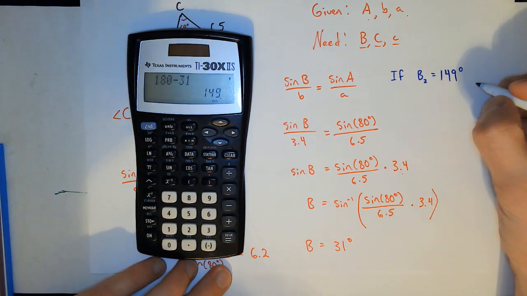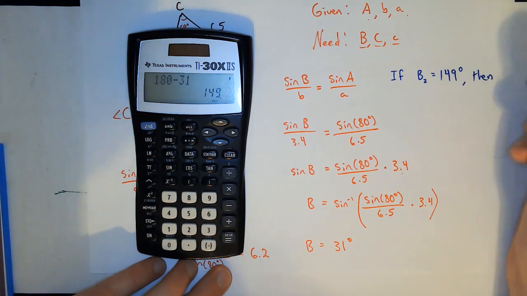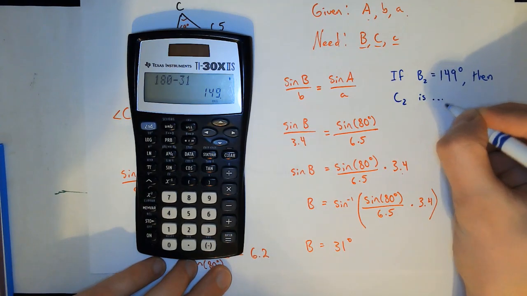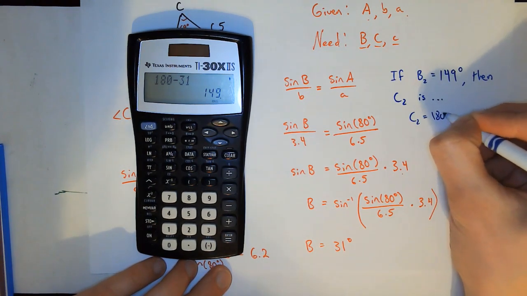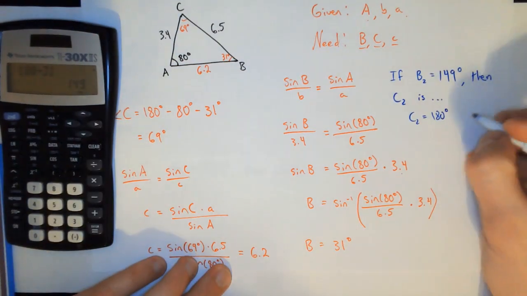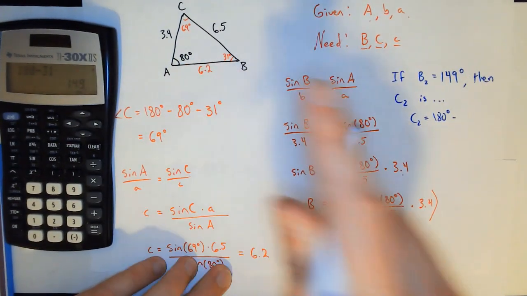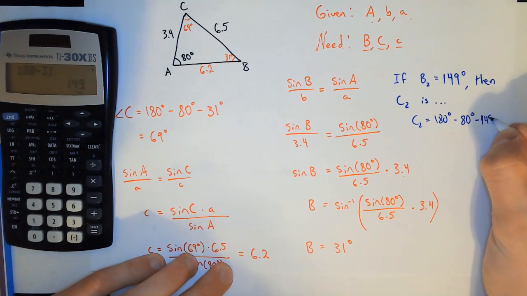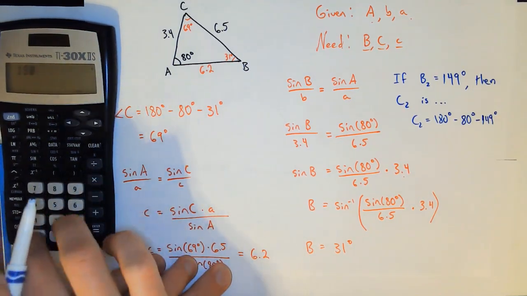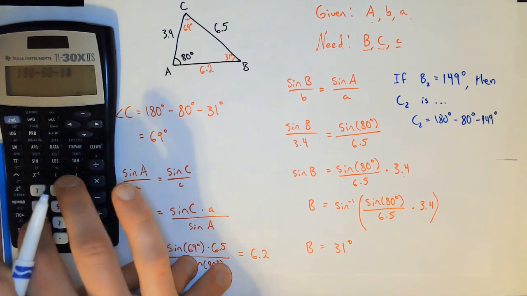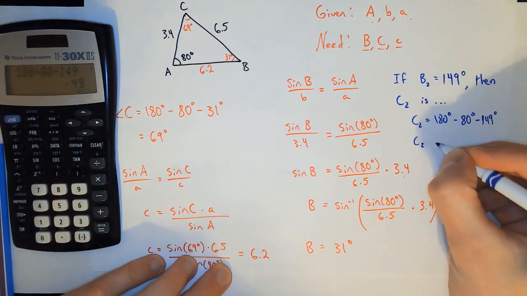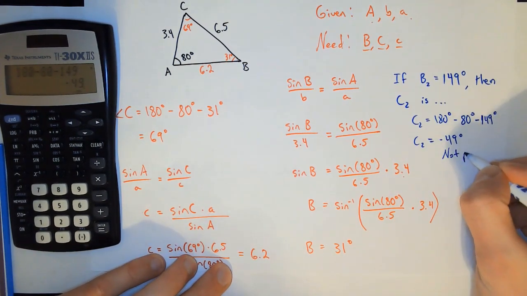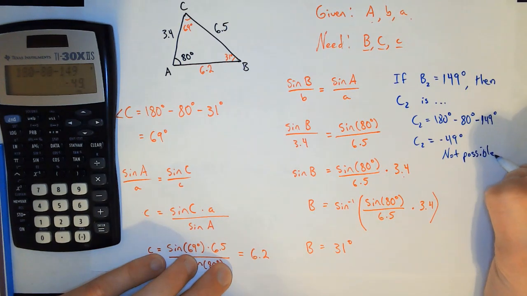If B2 is equal to 149, then what is C2? C2 is going to be equal to 180 minus 80, because that's angle A that was given, right? Minus 80, minus 149. You see why that's going to be an issue there? 180 minus 80 minus 149 is negative 49 degrees. That's not possible. So there is only one solution to this.